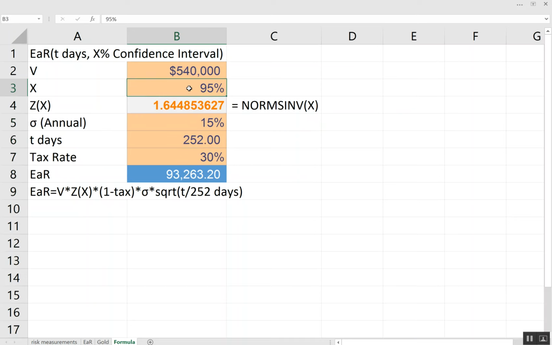Also, we can just change this to a 99% and get the 99% confidence EAR. Let's use 252 days, again, 1 year. My Z of X is 2.32, so there's a 1% chance of having a 2.32 standard deviation adverse change. So my 99% EAR is 131.